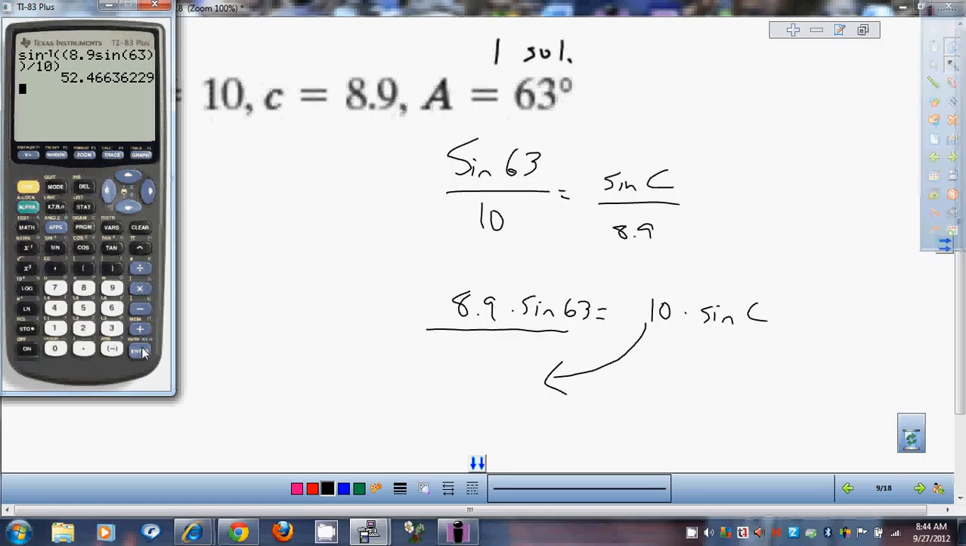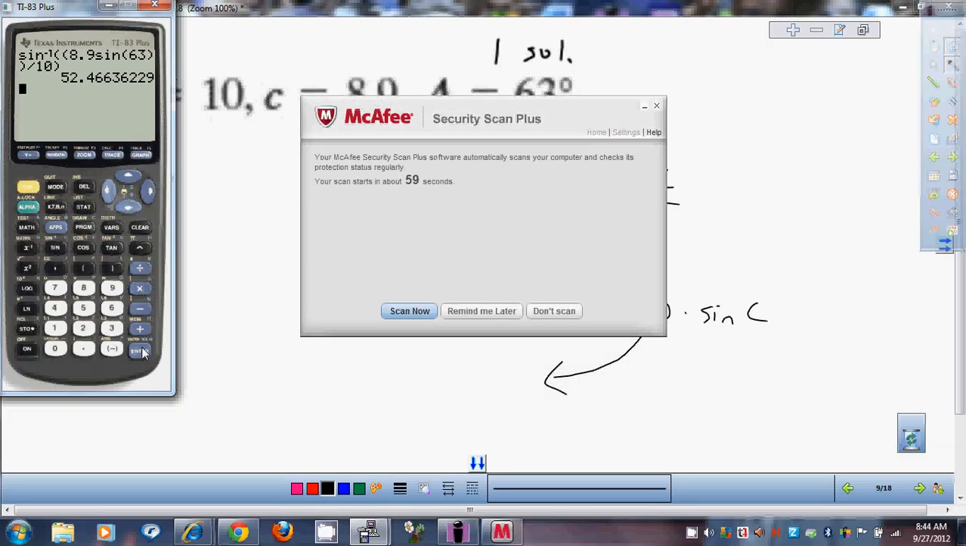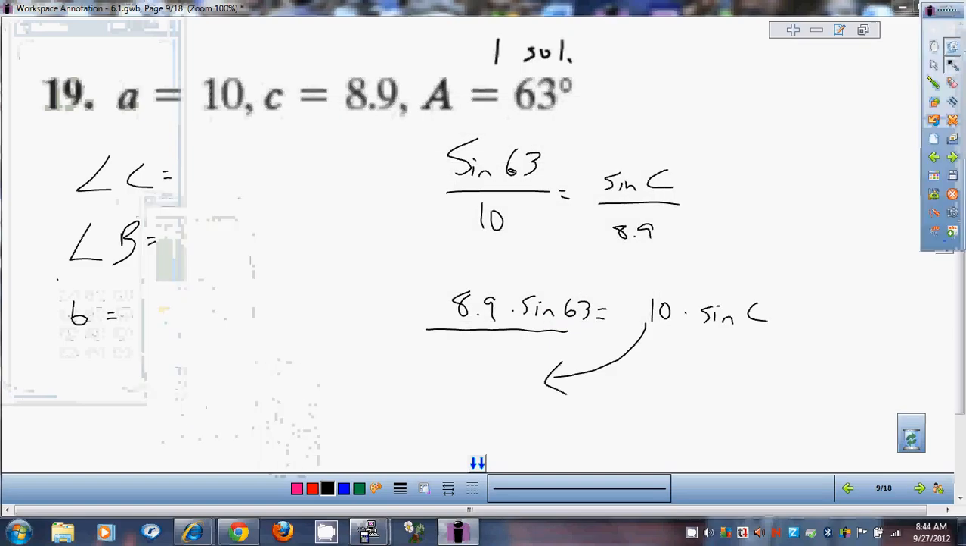Oh, crikey, I don't remember what the direction says. Anybody open to this page in the book? Was it one or two decimal places for the angle? Just one. So this would be 52.5 degrees. Angle C would be 52.5 degrees.